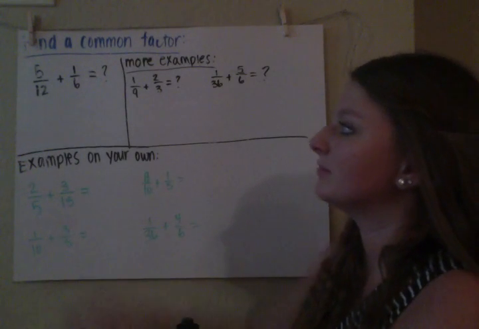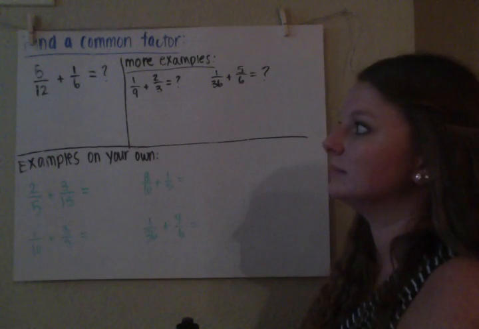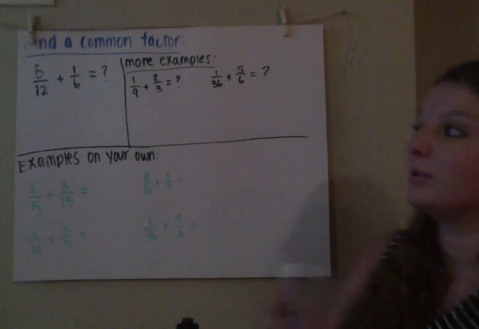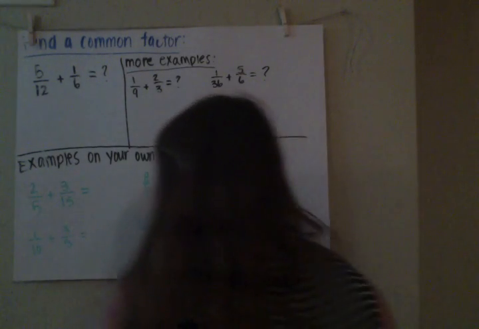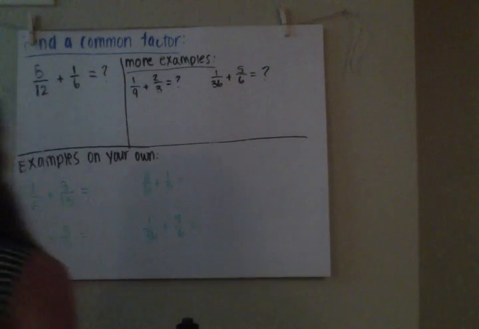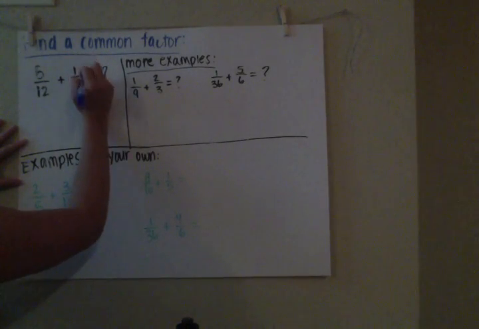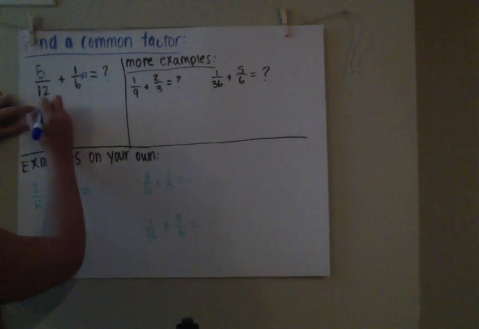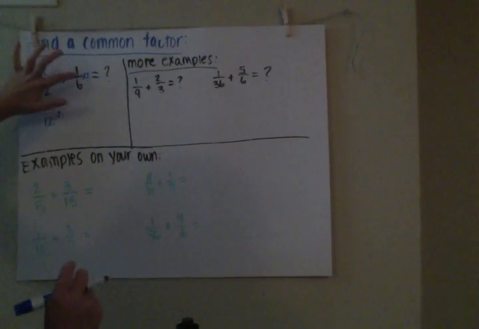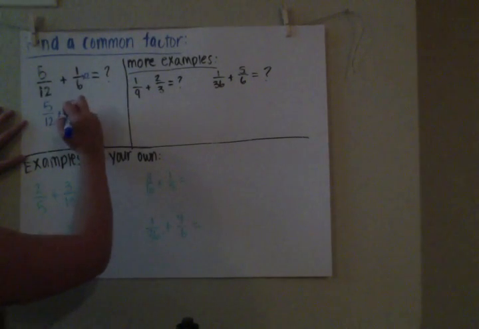For example, we have 5/12 plus 1/6. A common factor would be 12. So to get both the numbers to 12, we must multiply the second fraction by 2. We're going to multiply the top and the bottom. So we're just going to bring down the 5/12. And then we'll do 1 times 2 is 2. And 6 times 2 is 12.